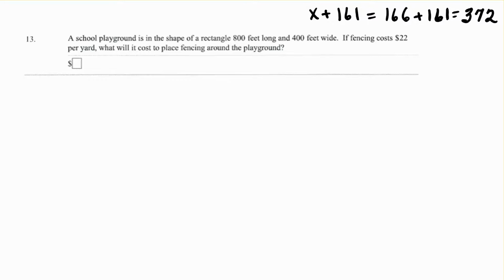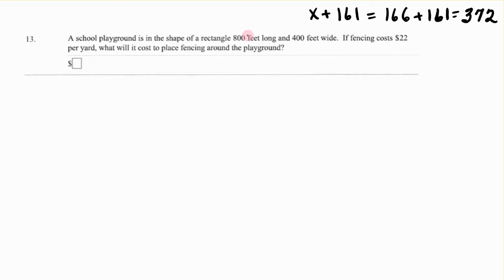All right, let's look at 13. It says, a school playground is in the shape of a rectangle, 800 feet long and 400 feet wide. If fencing costs $22 per yard, what will be the cost to place fencing around the playground? Now, it is totally up to you. You can start out working in feet if you want to.